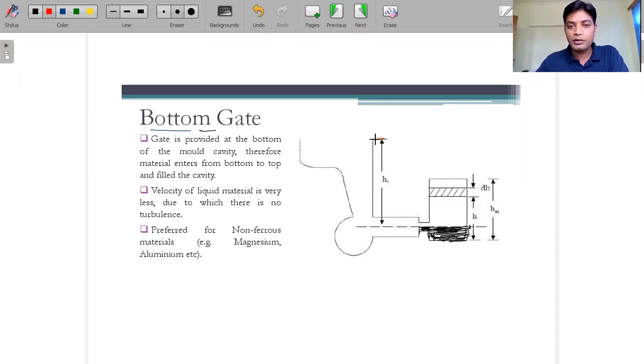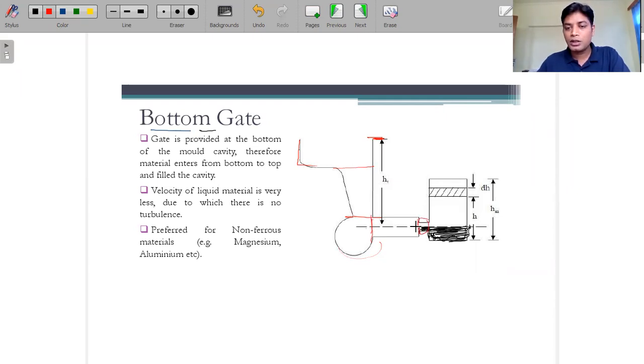Here this is the pouring basin, and up to here is the pouring basin height. After this is the sprue. This is the choke portion, or skim bob, we can say. After that, this is the runner from here up to this, and this is the gate.